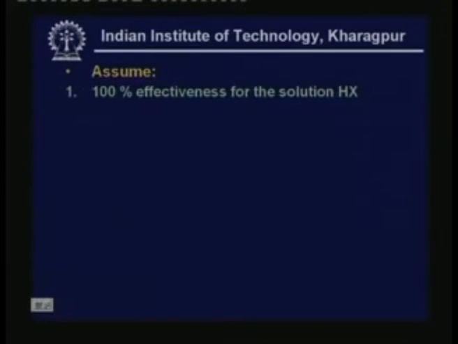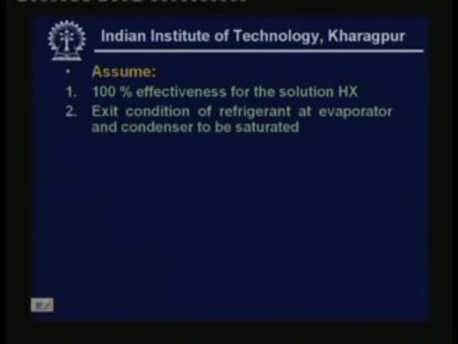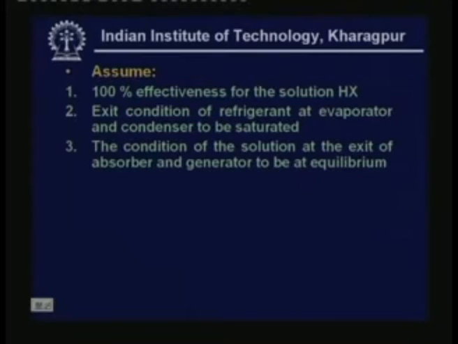And it is also mentioned that we can assume the effectiveness of the solution heat exchanger to be 100%, and the exit condition of refrigerant at evaporator and condenser to be saturated. That means you have saturated vapor at the exit of evaporator and saturated liquid at the exit of condenser. The third assumption is that the condition of the solution at the exit of absorber and generator are at equilibrium. That means absorber exit and generator exit, you have equilibrium solutions.